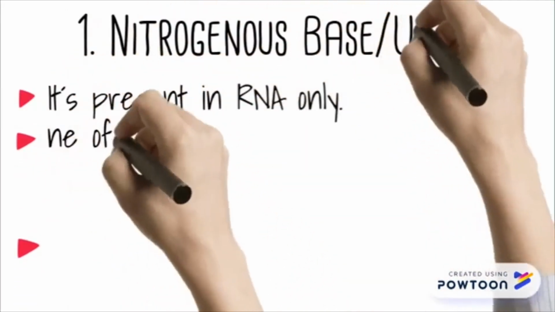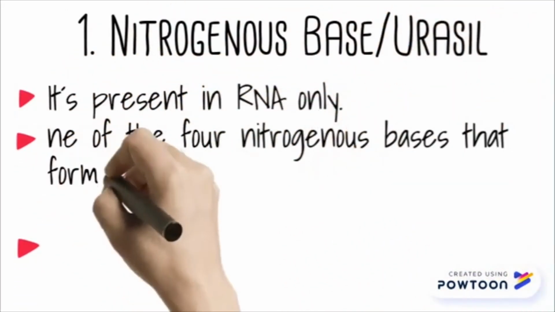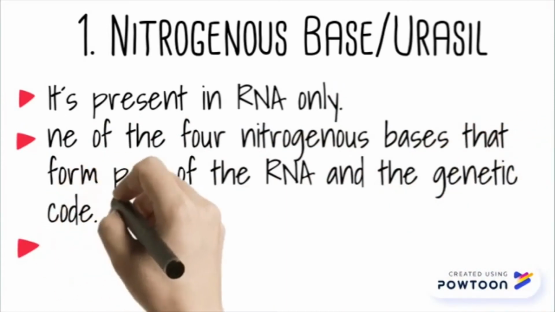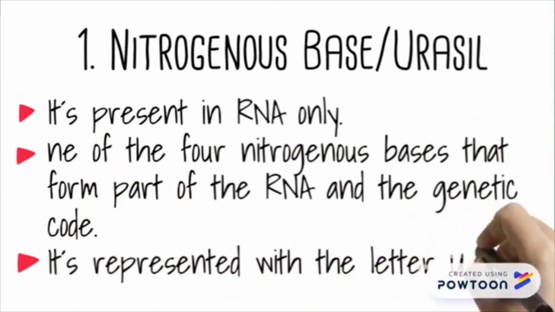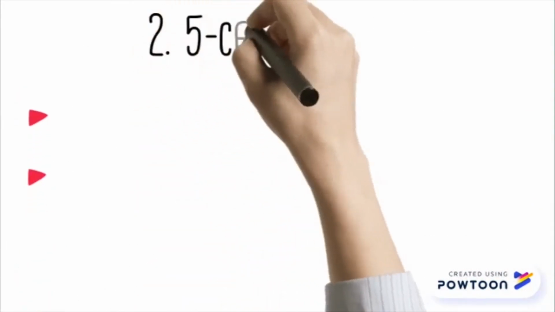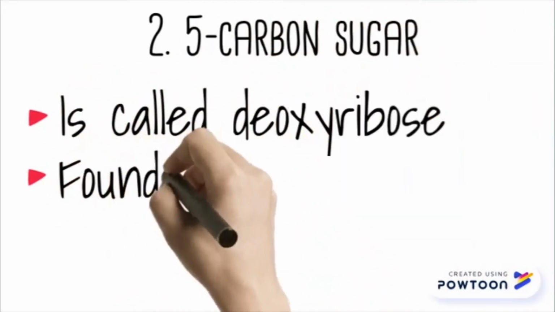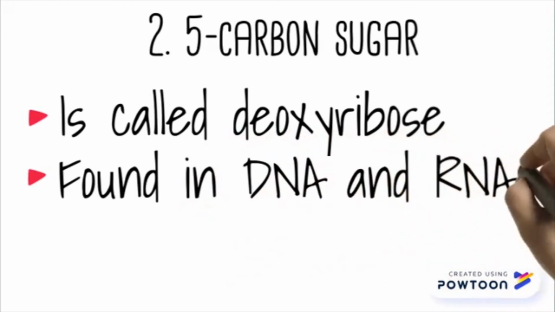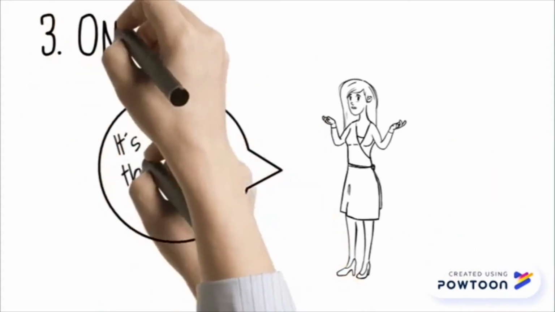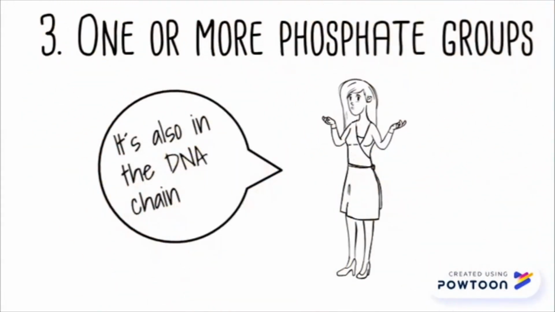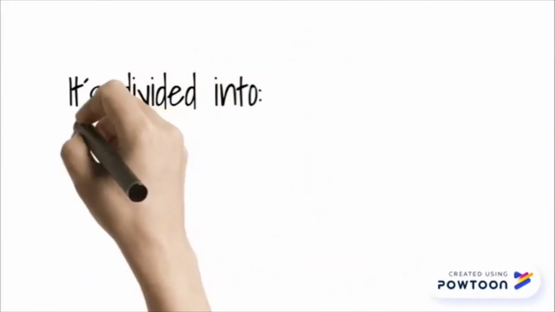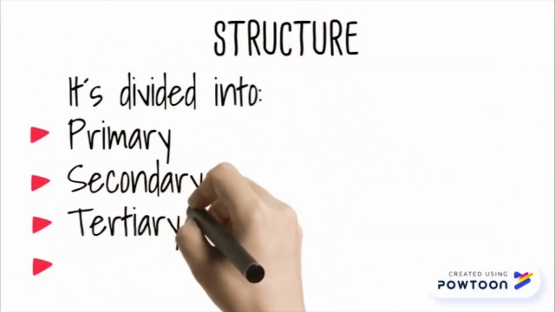Uracil. It's present in RNA only, and is one of the 4 nitrogenous bases that form part of the RNA and the genetic code. It's represented with the letter U. 5-carbon sugar. It is called deoxyribose and it is found in DNA and RNA. 1 or more phosphate groups are also in the DNA chain. The structure is divided into primary, secondary, tertiary, and quaternary.